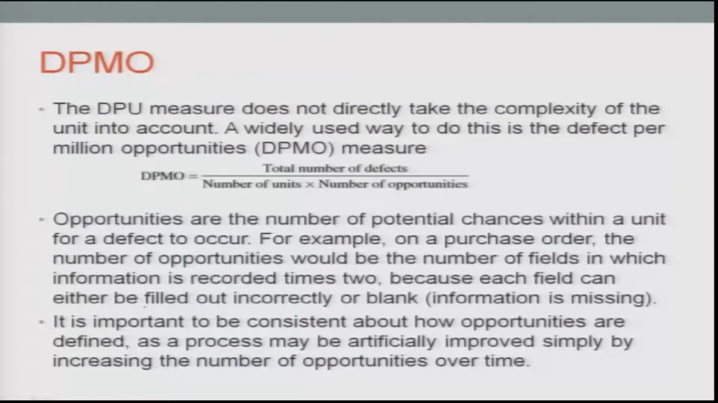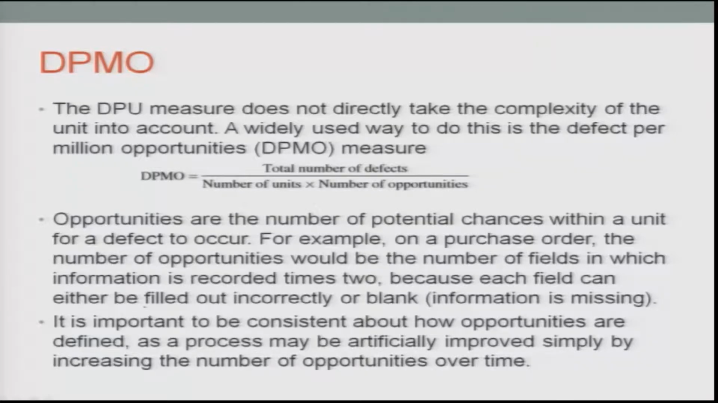So, considering the defects per million opportunities concept, the DPU measurement does not directly take the complexity of the unit into account. A more widely used measure is the DPMO, which is defects per million opportunities. So, that basically means very simply like this: you have the total number of defects, which you divide by the total number of units. Now, rather than dividing only by the total number of units, you will also divide by the number of opportunities of such failed cases which have occurred.